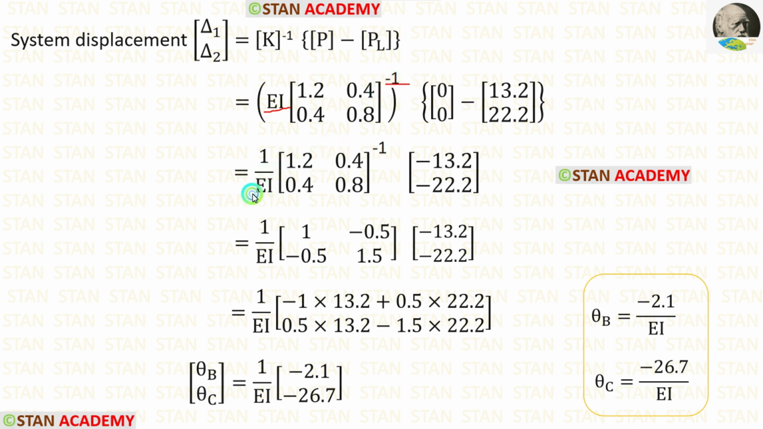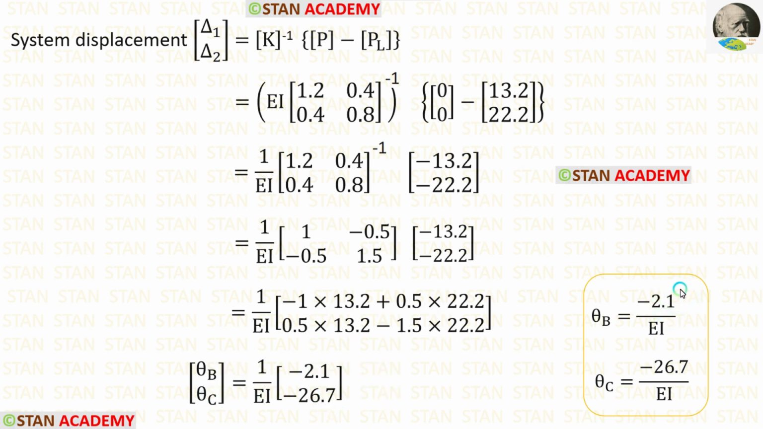EI inverse is 1 upon EI. For this matrix, we have to find the inverse. We can apply all of the values in the calculator and get the inverse. If you do not know how to find the inverse of a 2 by 2 matrix, see the description below. There is a link. You can click the link and watch the video. I have used the calculator and got the inverse. Then we can multiply these two matrices. After multiplying, we are getting theta B and theta C.